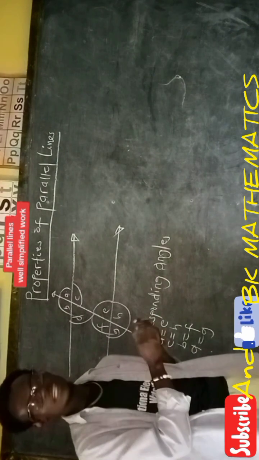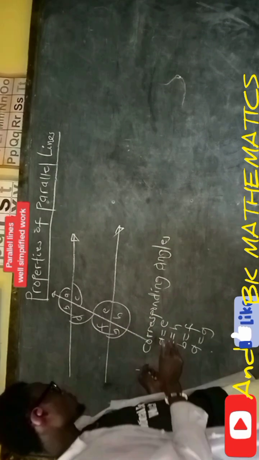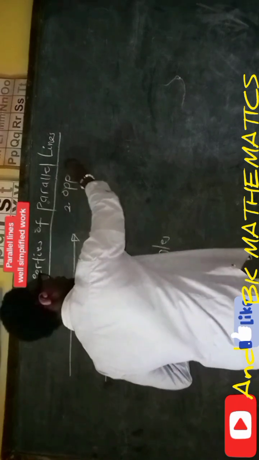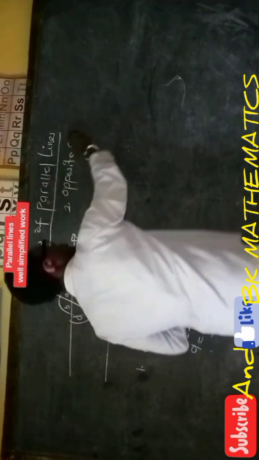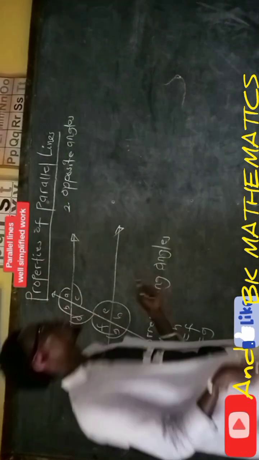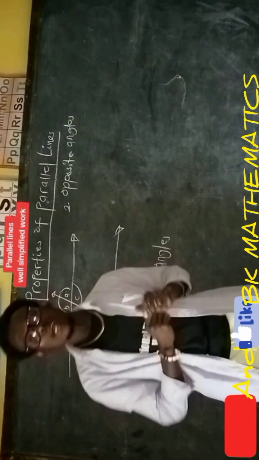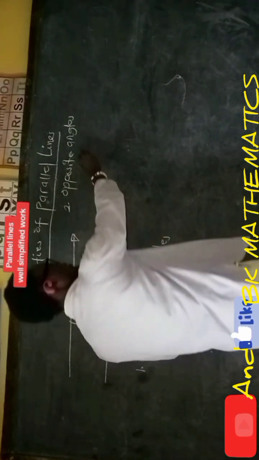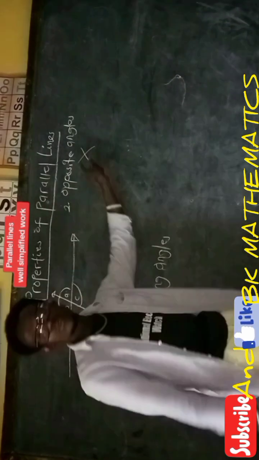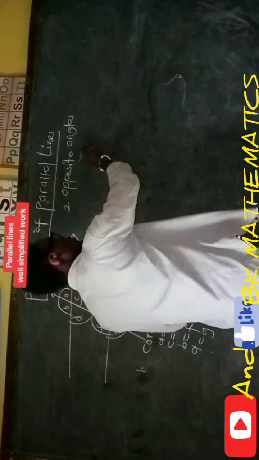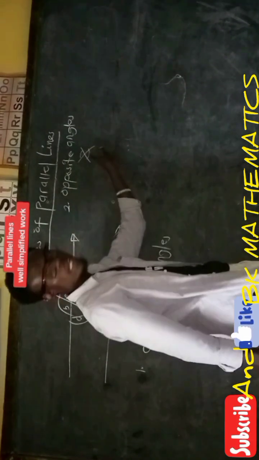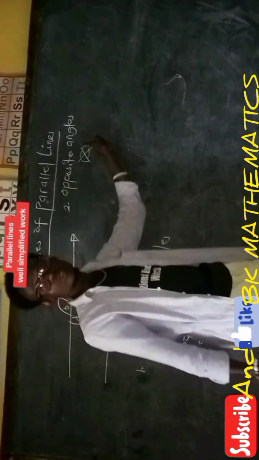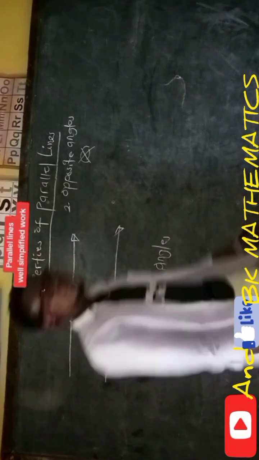Okay. Now we move to the next one. That is, we say opposite angles. Opposite angles are also equal. Opposite angles are angles that are equal, and they are also called X angles. This is how to write X. If this is how to write X, then it means if this is an angle, this is also an angle. It means this angle and this angle are equal. Similarly, if this is an angle and this is also an angle, it means this angle and this other angle are equal.